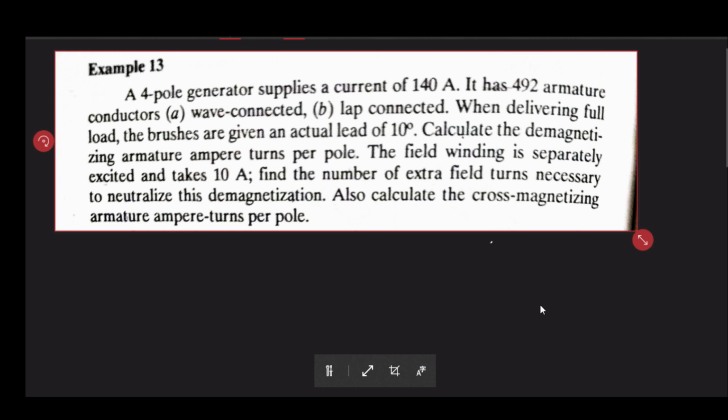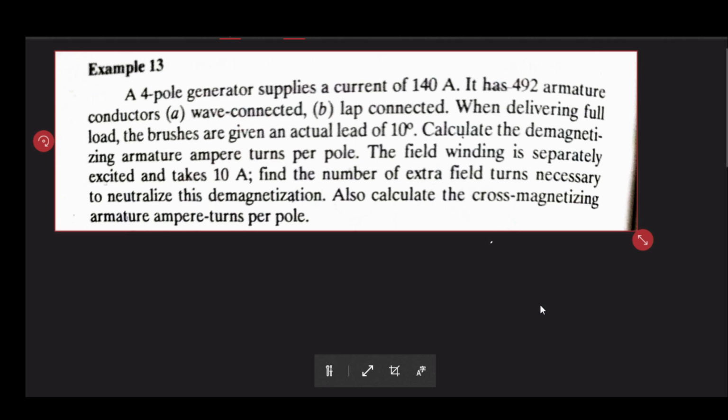Okay, so here is the first problem. A 4-pole generator supplies a current of 140 ampere. It has 492 armature conductors. Two configurations we have to consider: one is wave connected, another one is lap connected. When delivering full load, the brushes are given an actual lead of 10 degrees.